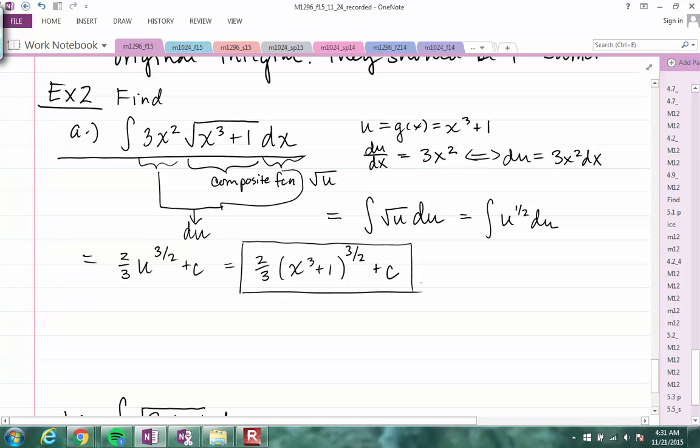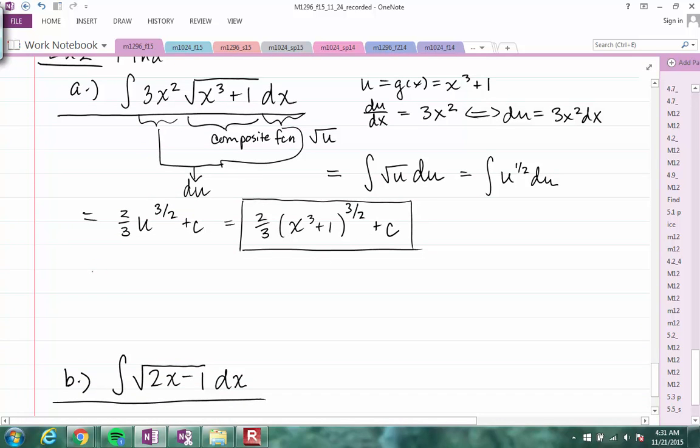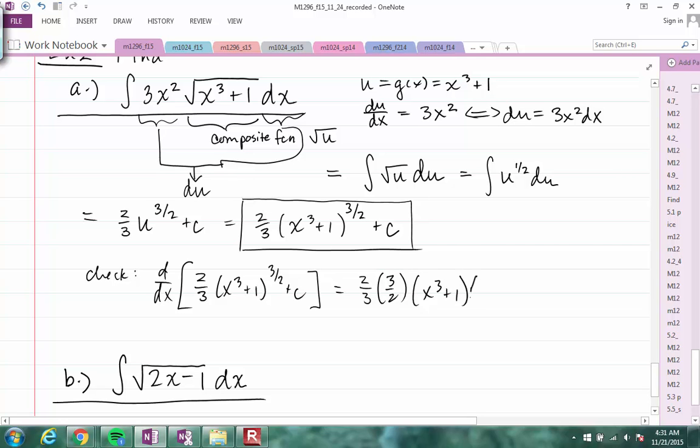Alright, so we're done with that one. As well, just do the check really quick since I have room here. So the idea here is we undid the chain rule, take the derivative of that, two-thirds times 3/2, use the chain rule, gotta multiply, whoops, 1/2 times 3x squared. Those go away. And we have exactly the inside of the integral.